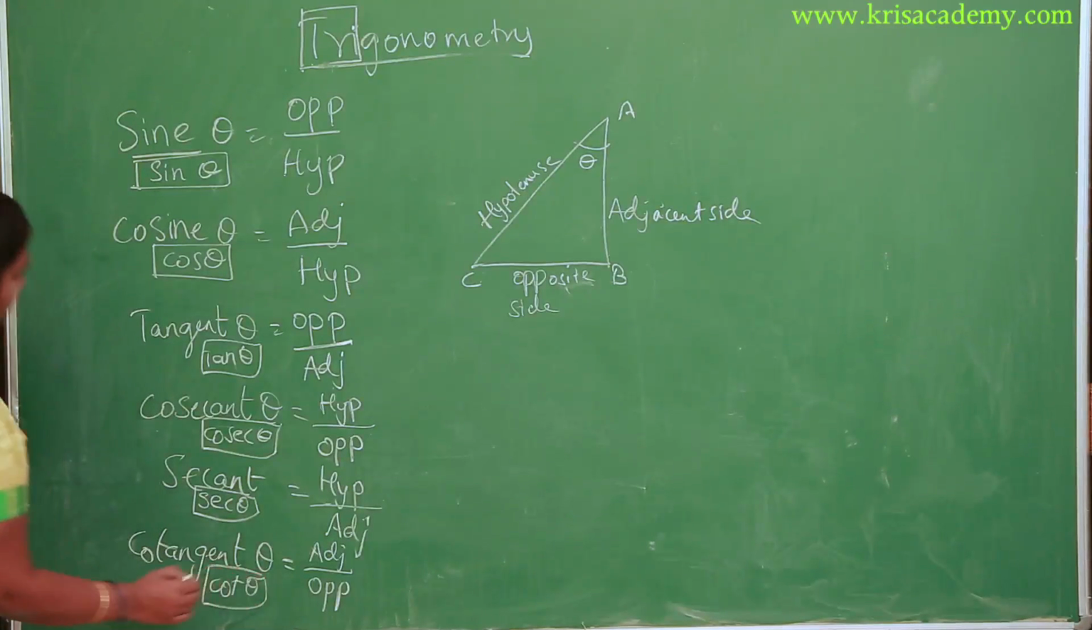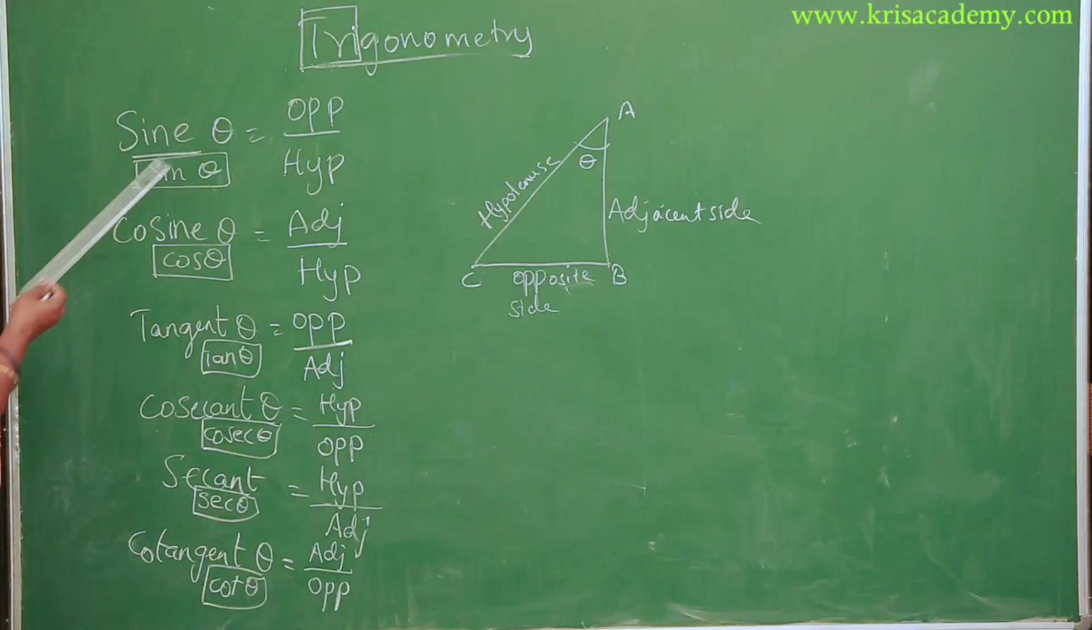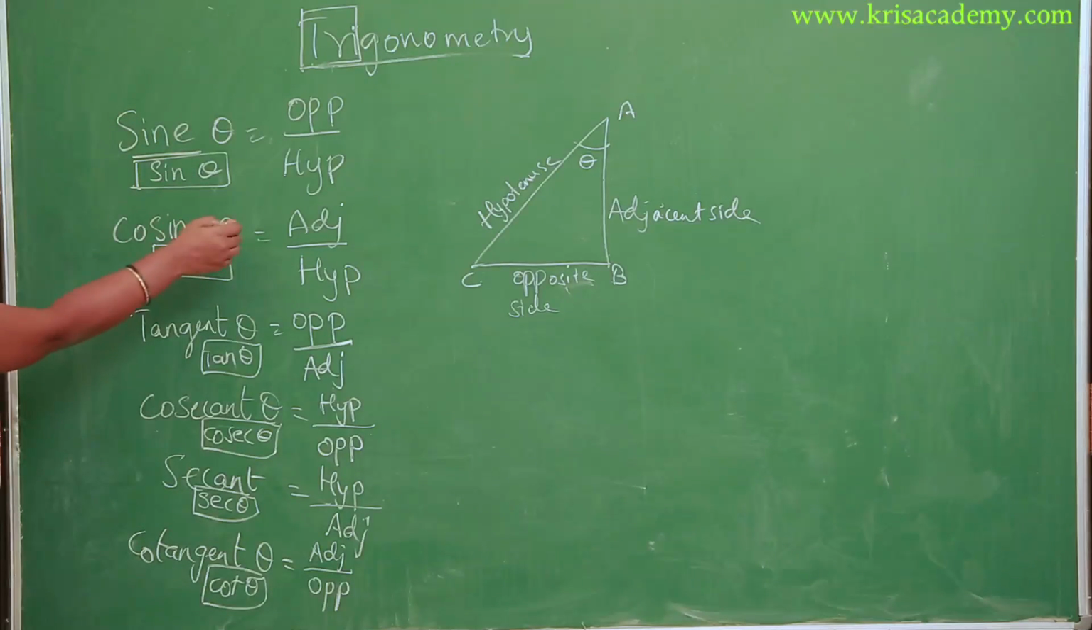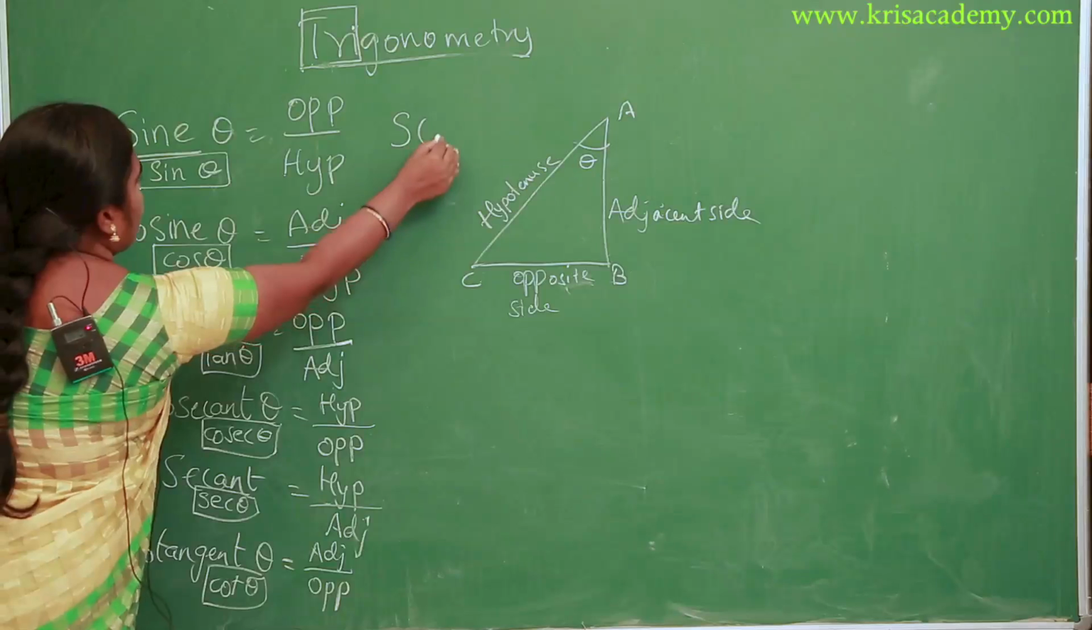So the short form of sine theta is S-I-N theta. Cosine theta in full we can't write in the exam, so C-O-S theta, cos theta. Tangent is tan theta. Instead of the full word cosecant, write cosec theta. Secant theta is sec theta. Cotangent theta is cot theta. So the short form to remember sin theta is SOH.